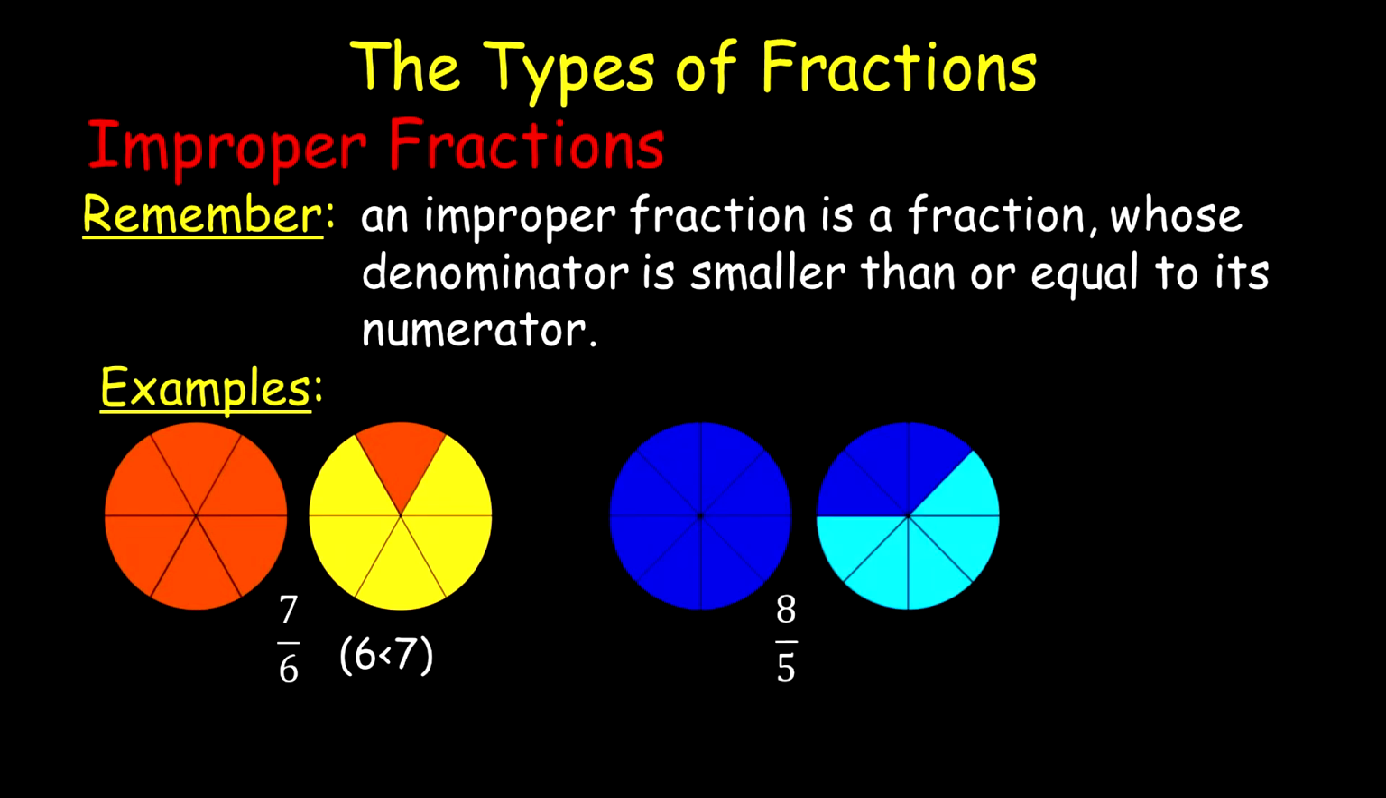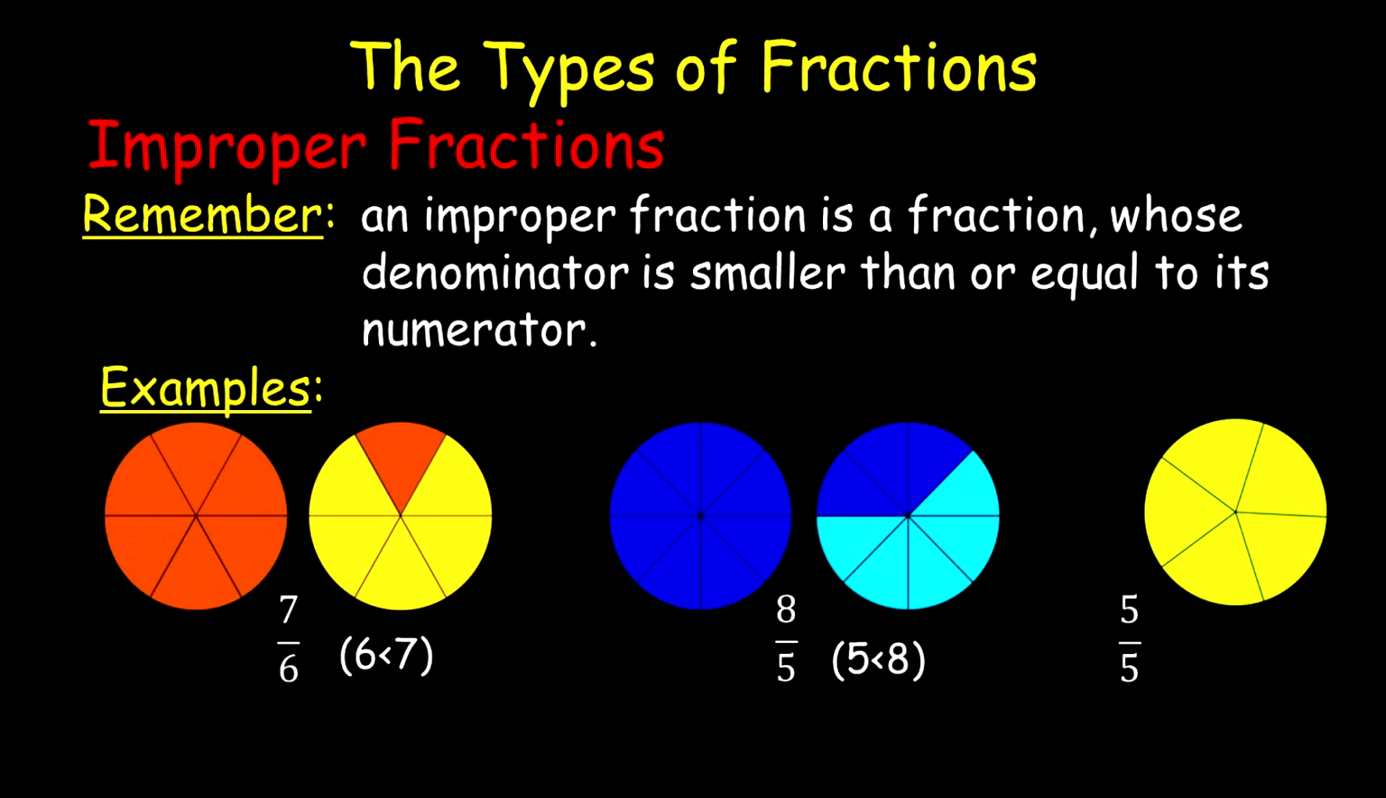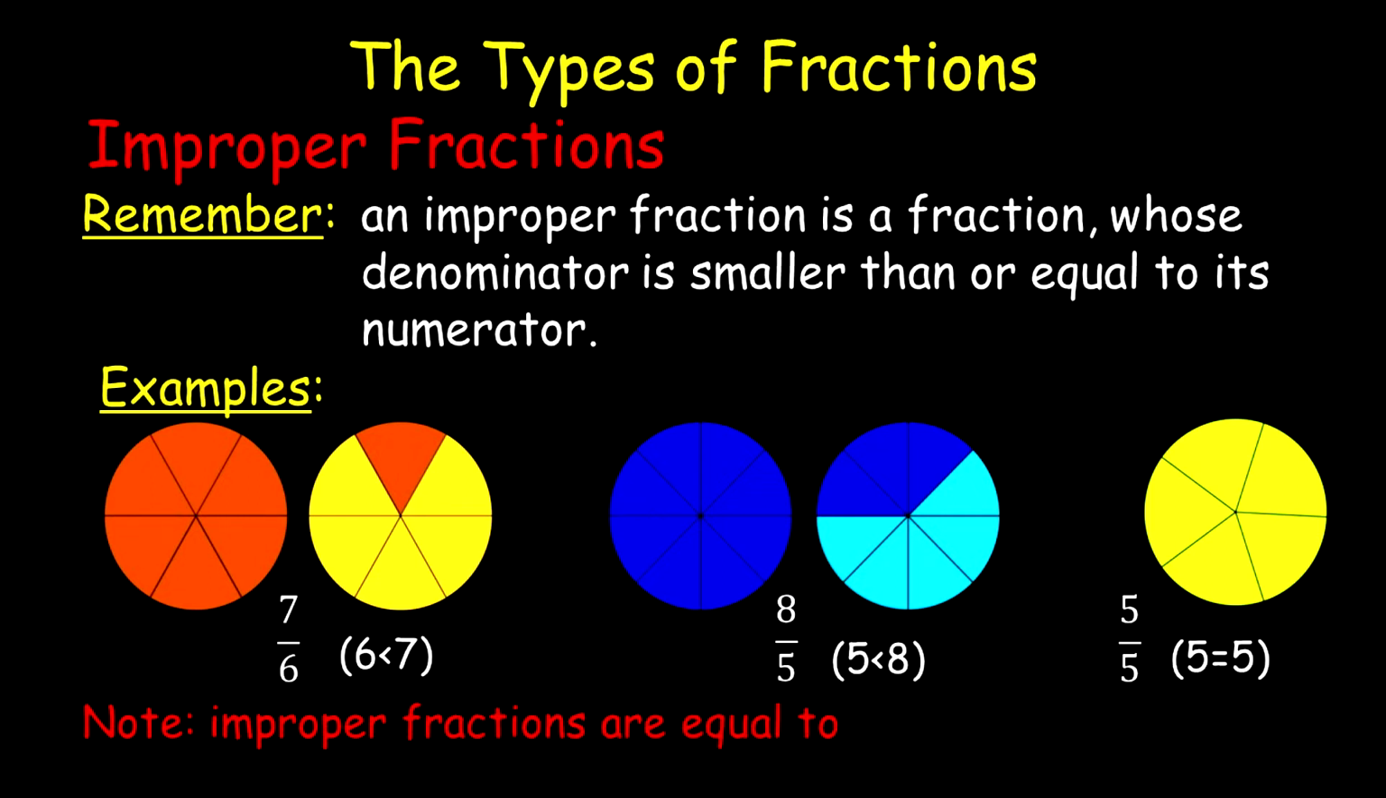8/5 is an improper fraction because the denominator 5 is smaller than its numerator 8. 5/5 has equal numerator and denominator. According to the definition, 5/5 is an improper fraction too. Note: improper fractions are equal to or greater than 1.